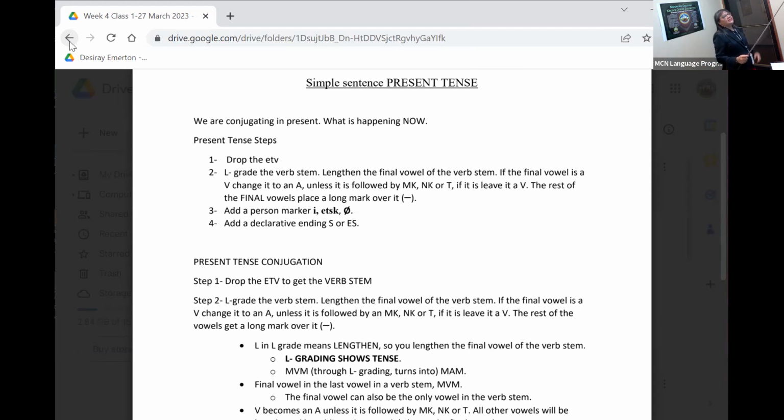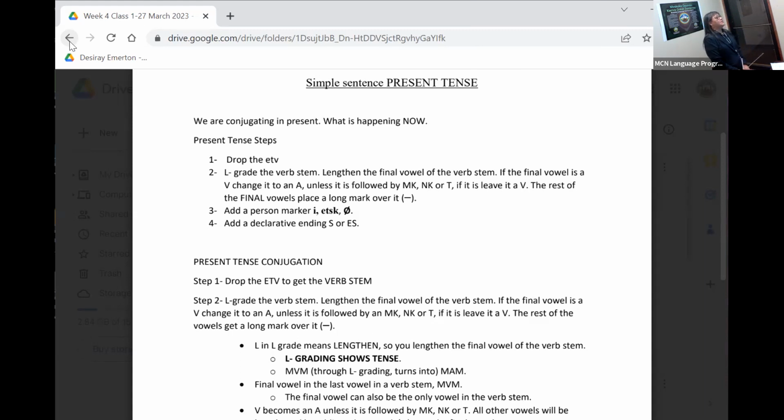Simple sentence, present tense. I know there's future tense and then there's past tense. There's all kinds of rules, but right now for this module, we are just doing present tense, because we have to start somewhere, so we're going to start now. We're conjugating in present tense, what is happening now.